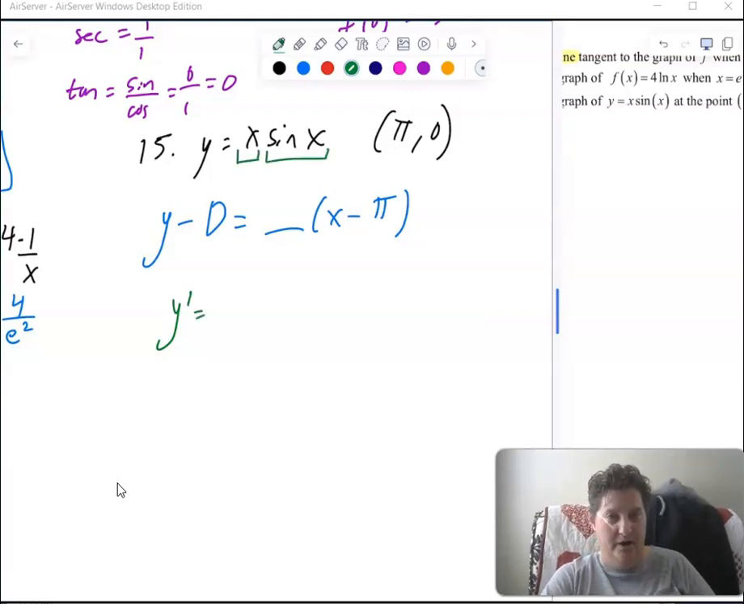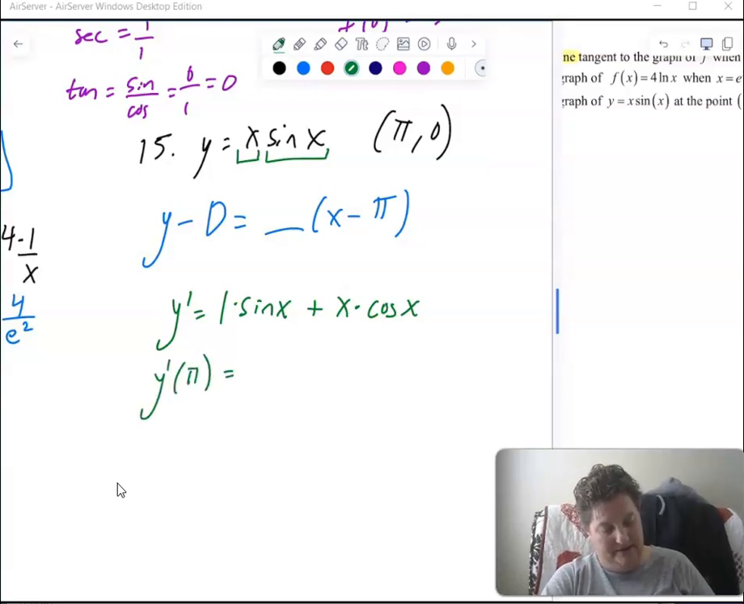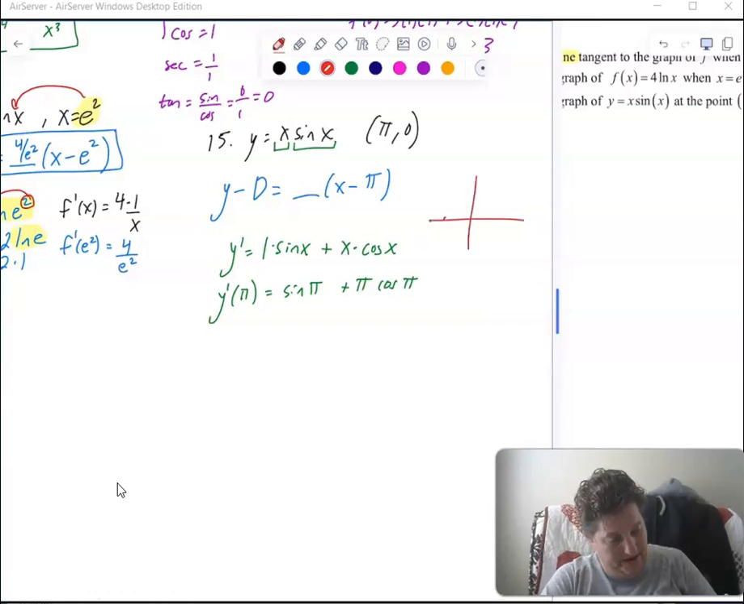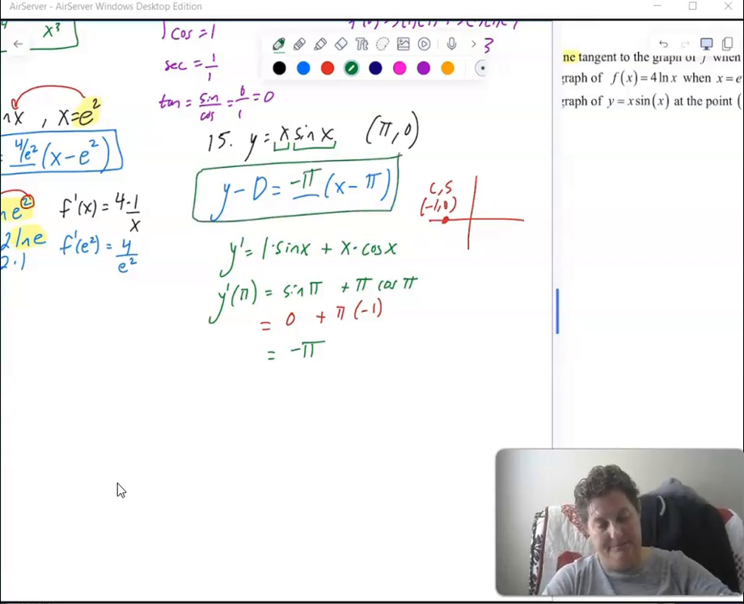Well, I have to do a product rule, okay? Derivative of the first times the second plus first times derivative of the second, okay? Now at pi, it'll be sine pi plus pi cosine pi. I need to know what that is. All right. Pi is over here. That's the point negative 1, 0. It goes cosine, sine. So sine of pi is 0. Cosine of pi is negative 1. So this equals negative pi. That's what I put right there. And I'm done. All right.